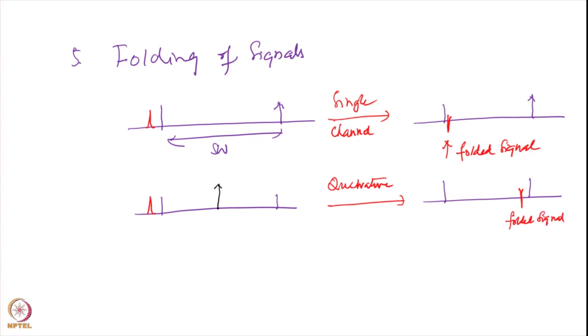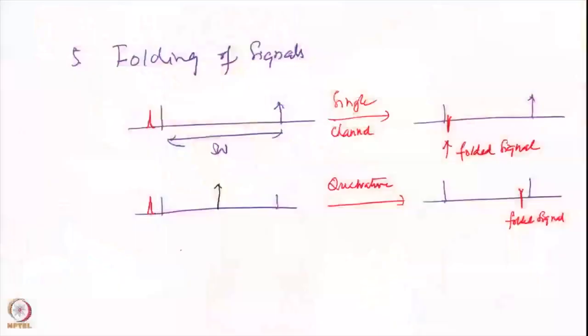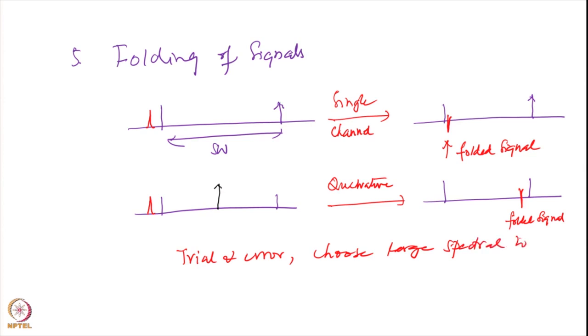Okay, and therefore this is an important factor one has to take care of. How do we know this? When you detect a folded signal, what should one do? What one should do is, by trial and error, choose a large spectral width in the beginning and optimize later.